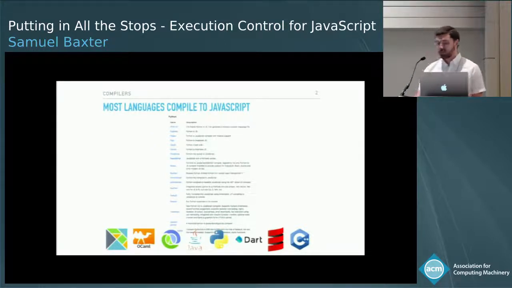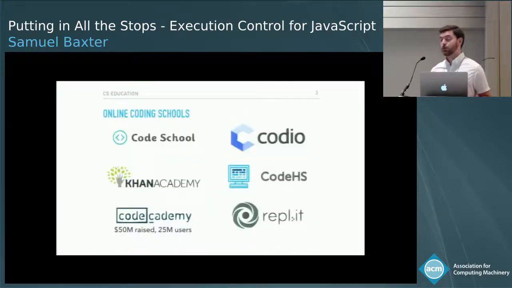We've also seen an increasing trend towards programming within the web browser itself. So there are dozens of online coding schools, all of which offer in-browser programming environments. And these are backed by venture capitalist funding, and many of them claim millions of users. So what does programming for the web in the web look like right now?